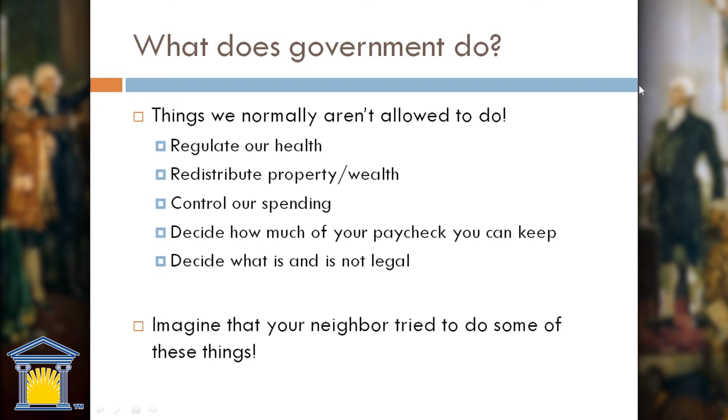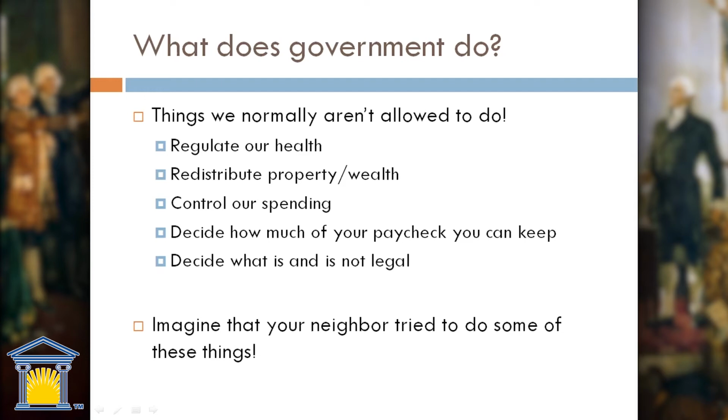So that will bring us to our next slide. We know what the government is, we know why we should care about it, and I think that the next logical step is to begin discussing what the government does, right? Well, I'm going to break this down in more detail as we move forward, but for now what I want to say is that the government does things that we don't generally allow other people to do, right?